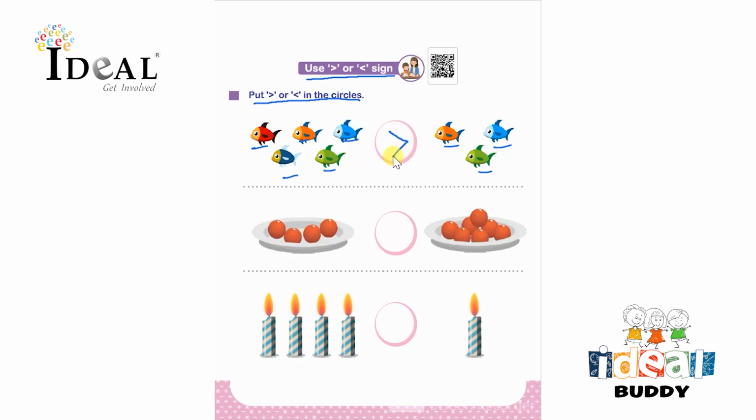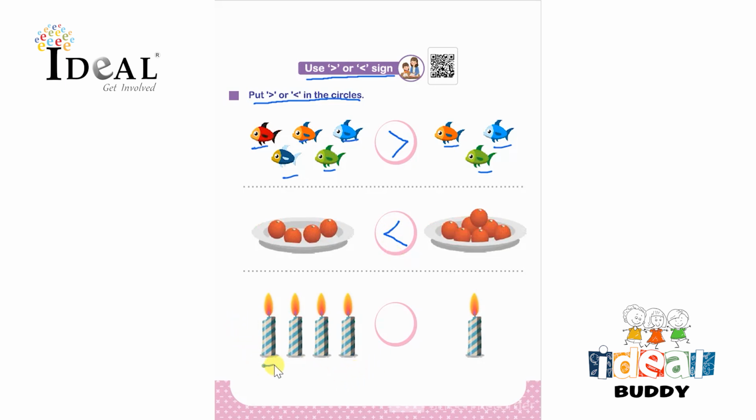So they will be using this sign. So here also they have to count 1, 2, 3, 4. So 4 laddus are given over here. Here there are 1, 2, 3, 4, 5, 6, 7 laddus are given. So 4 laddus are less than 7 laddus. So they have to use this sign.